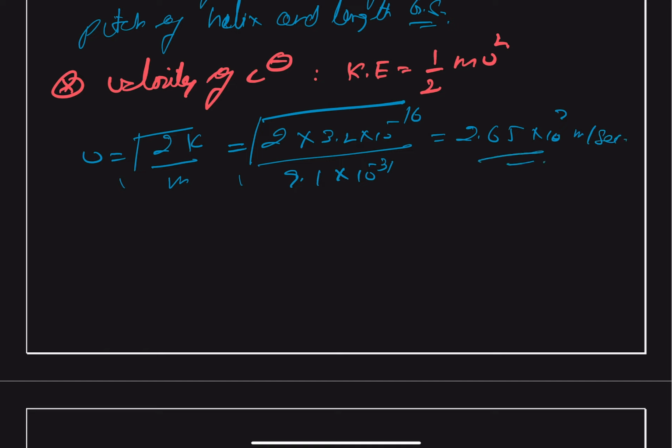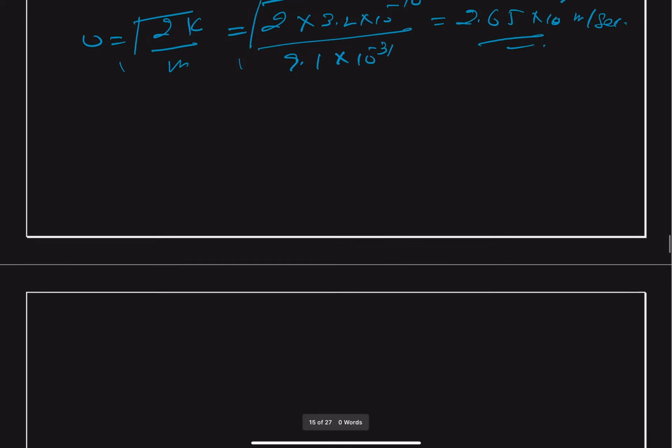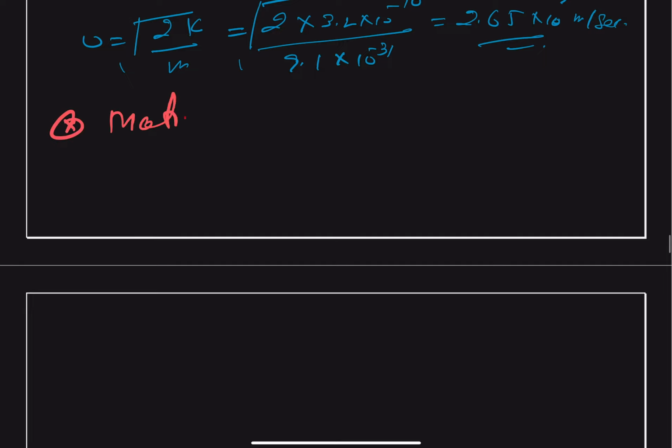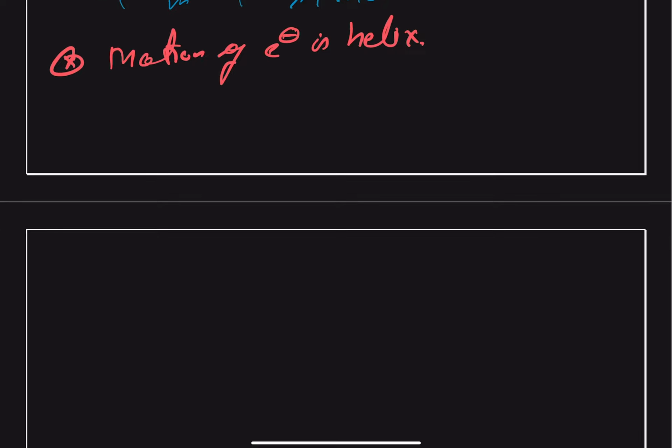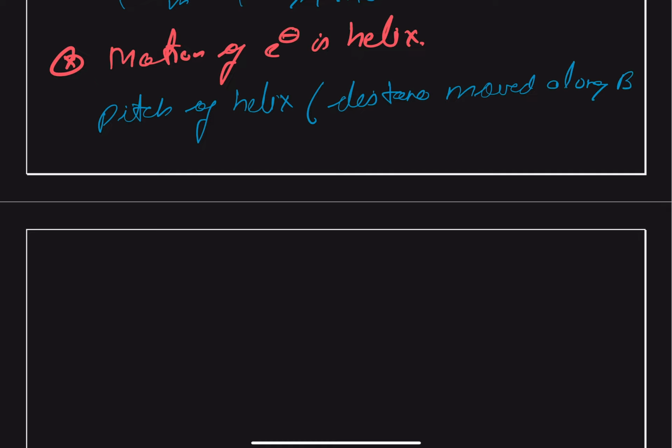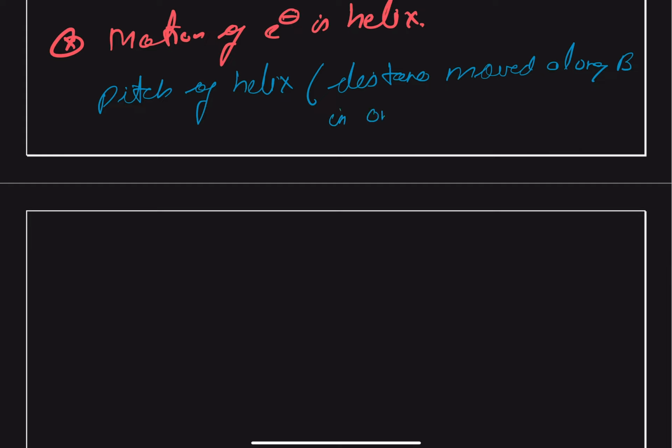Now we study the motion of the helix. Motion of the electron is helix. Therefore, we can find out its pitch with the already known formula. Pitch of the helix, which basically means distance moved along B in one full turn.